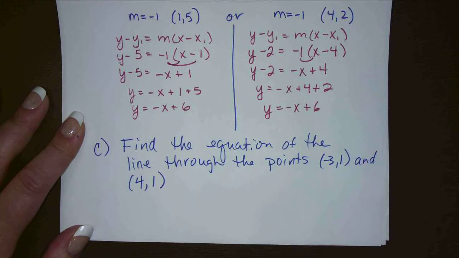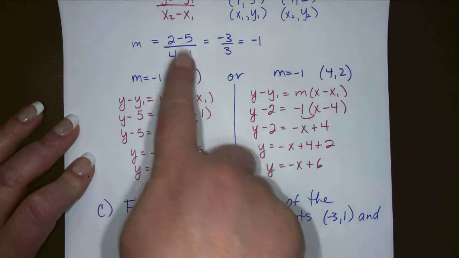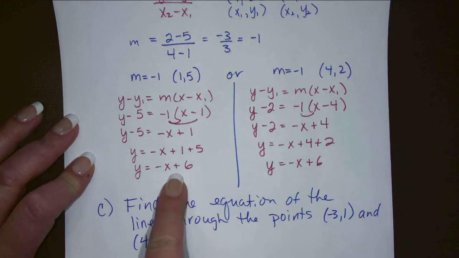Okay, so you've got part B written down. I want you to try this one. It's the same thing. I gave you 2 points. So you first need to find the slope, and then you plug it in. So try this one. There's the method. Find the slope, and then the slope and either of the 2 points, it doesn't matter which one, and you plug it in.